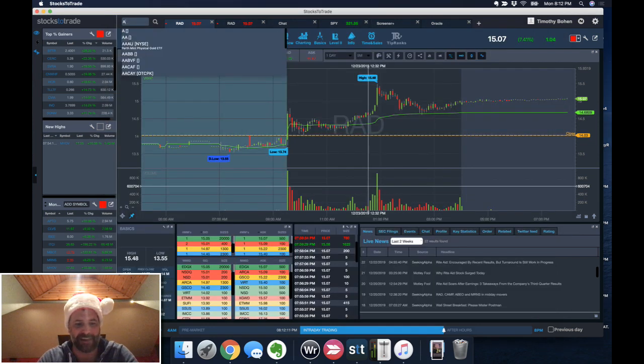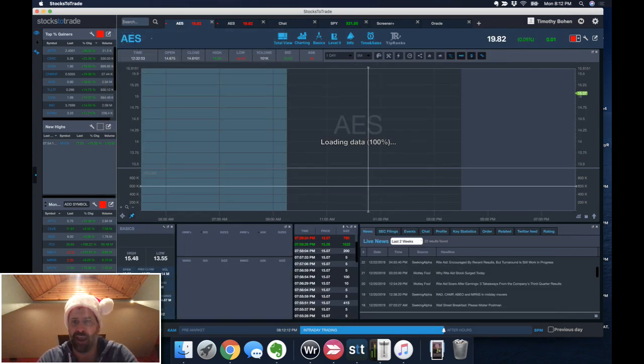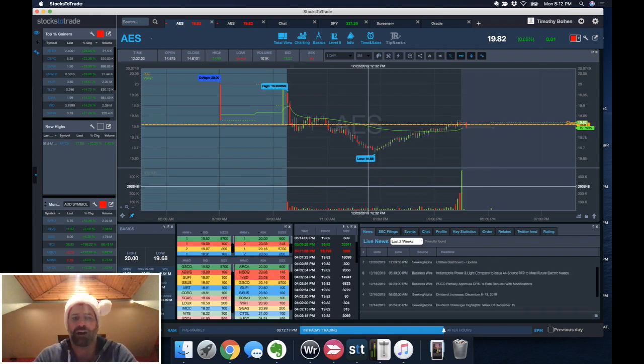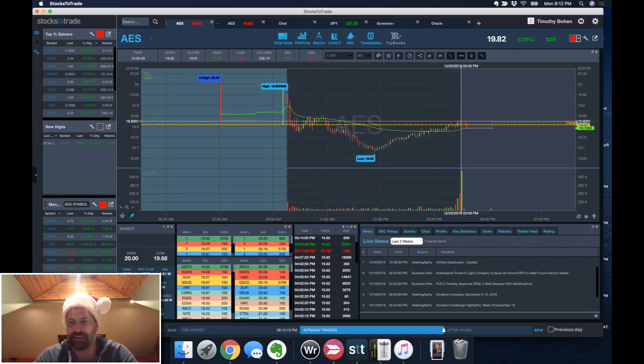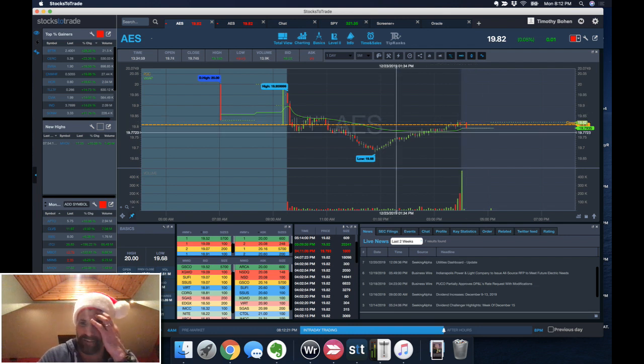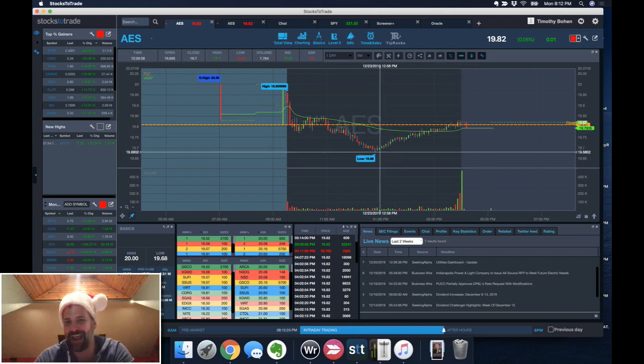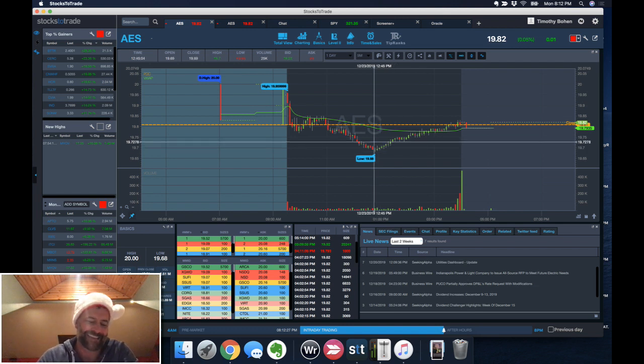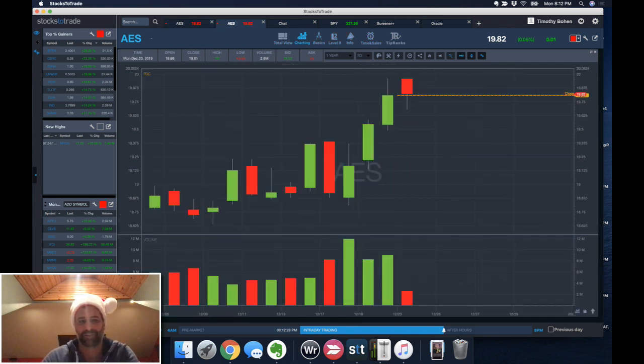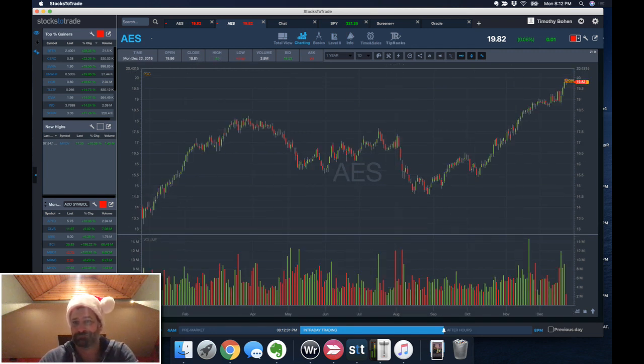AES, this was the main slow mover and continued to not do a whole lot. Did battle back to green, but this is a slow moving swing trade type. I mean, yeah, it was red, but it was red by, you know, 20 cents on a $19 stock. But look at that. It's still, woo! AES is in play, all new highs.